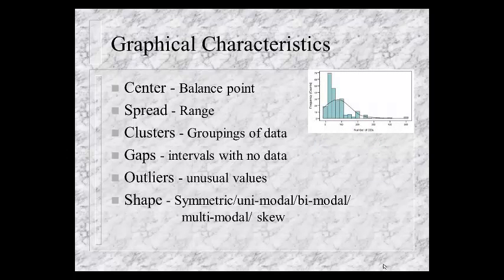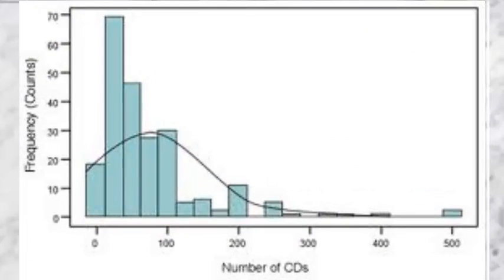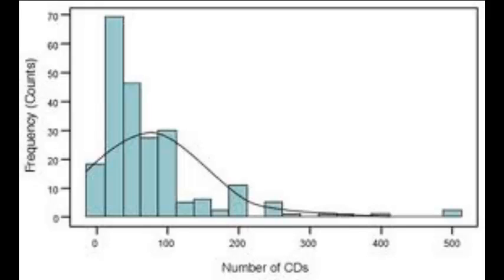Here we have a histogram which displays the number of CDs owned by college students. Clearly an old example, who owns CDs anymore. We are looking at a graph, though, that gives us the ability to discuss a couple of features, namely gaps. Notice how there are areas where data is absent. Those we would call gaps.